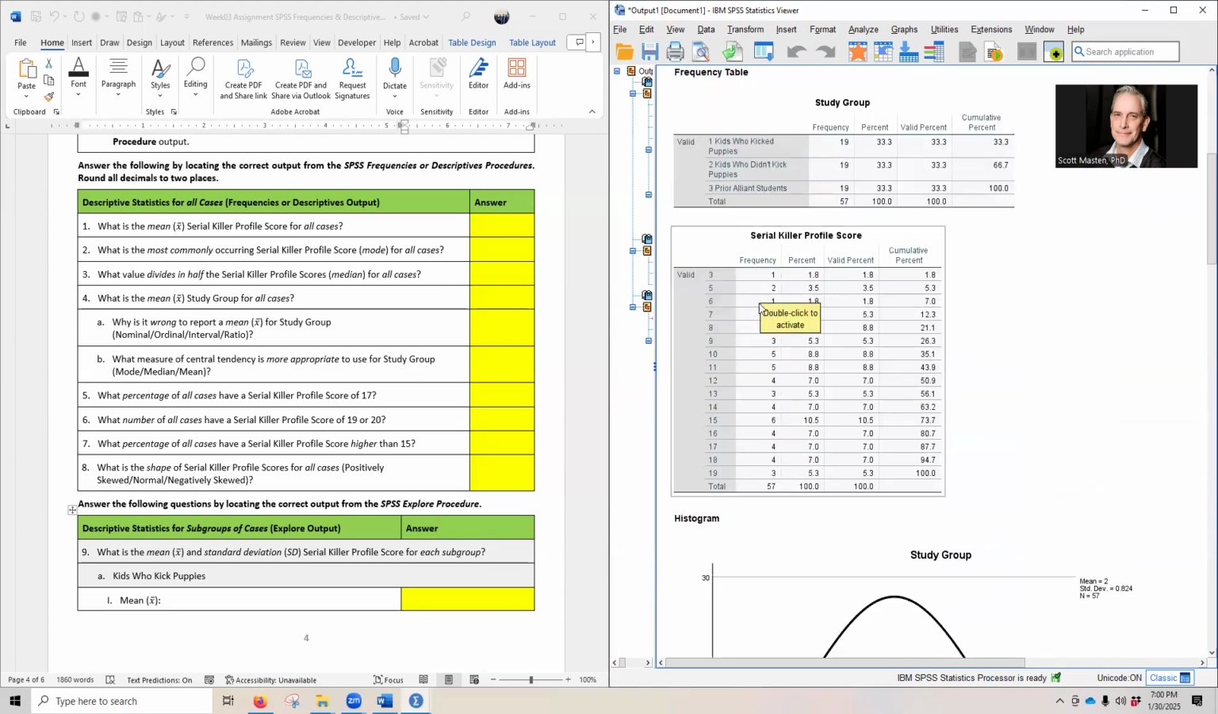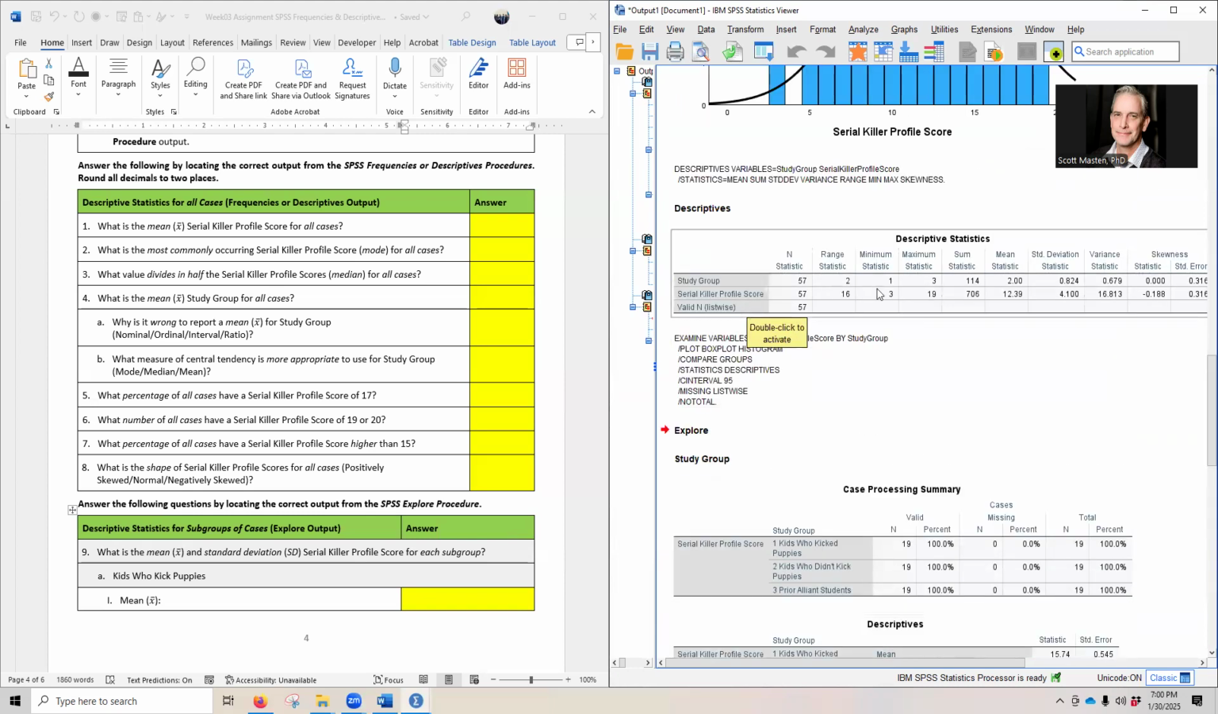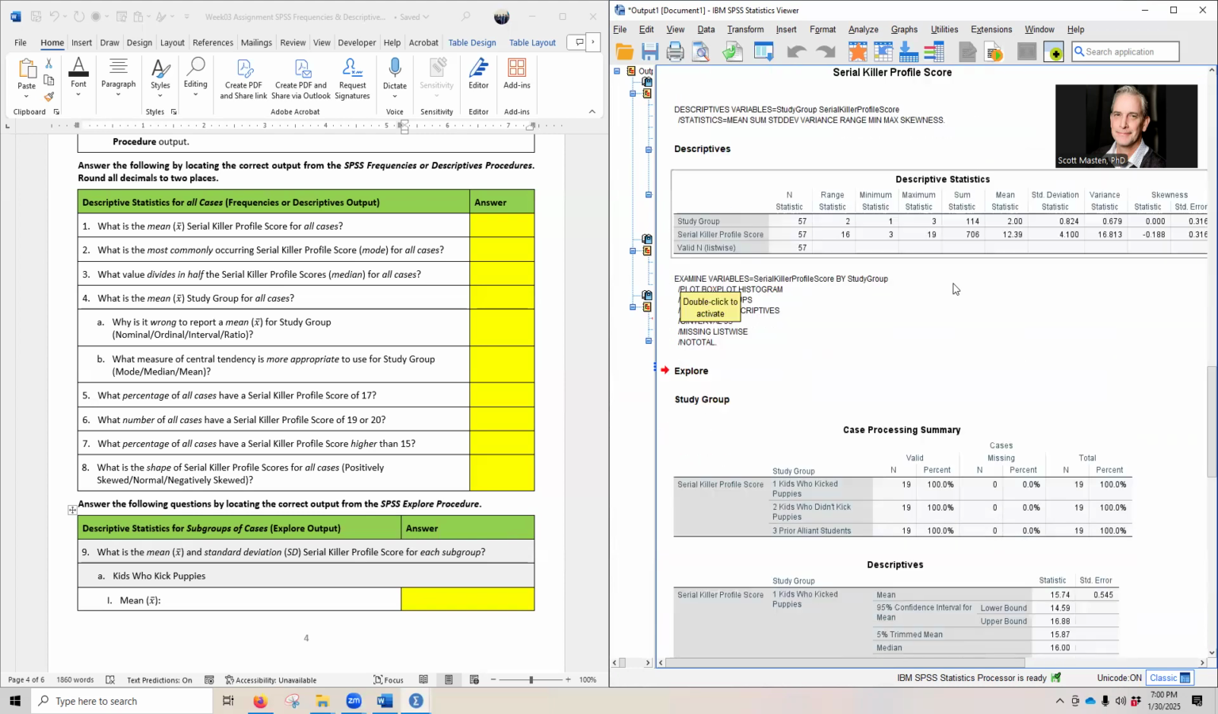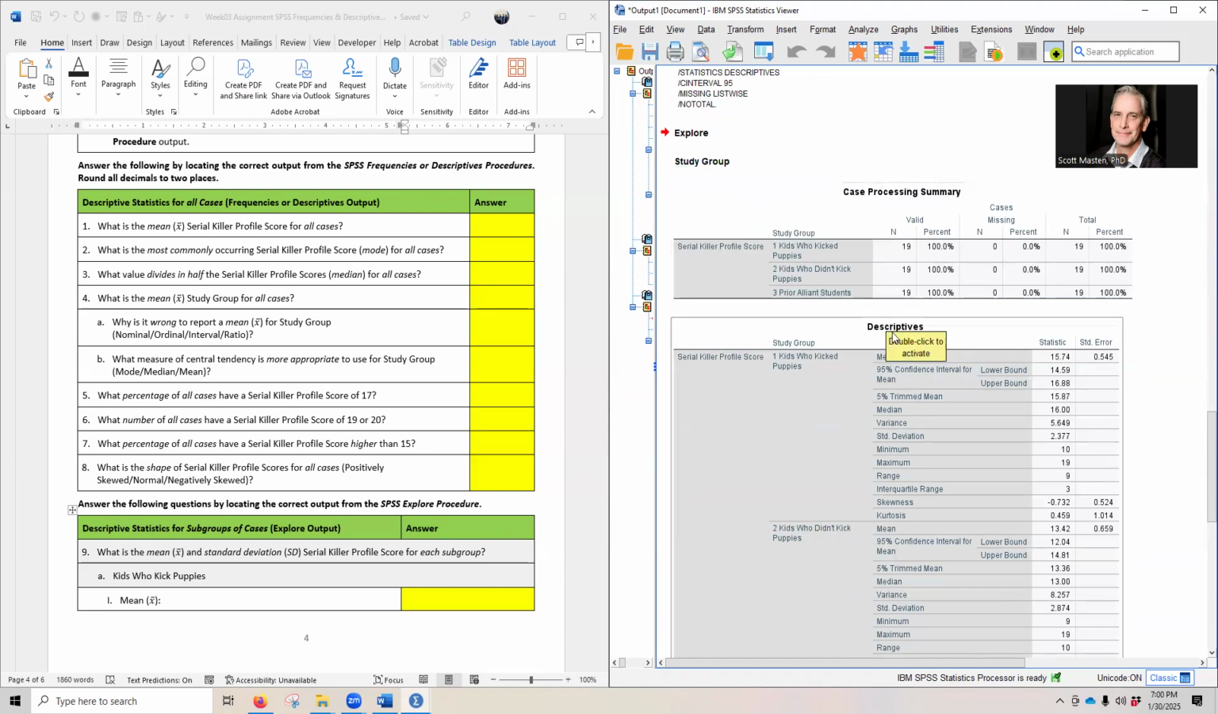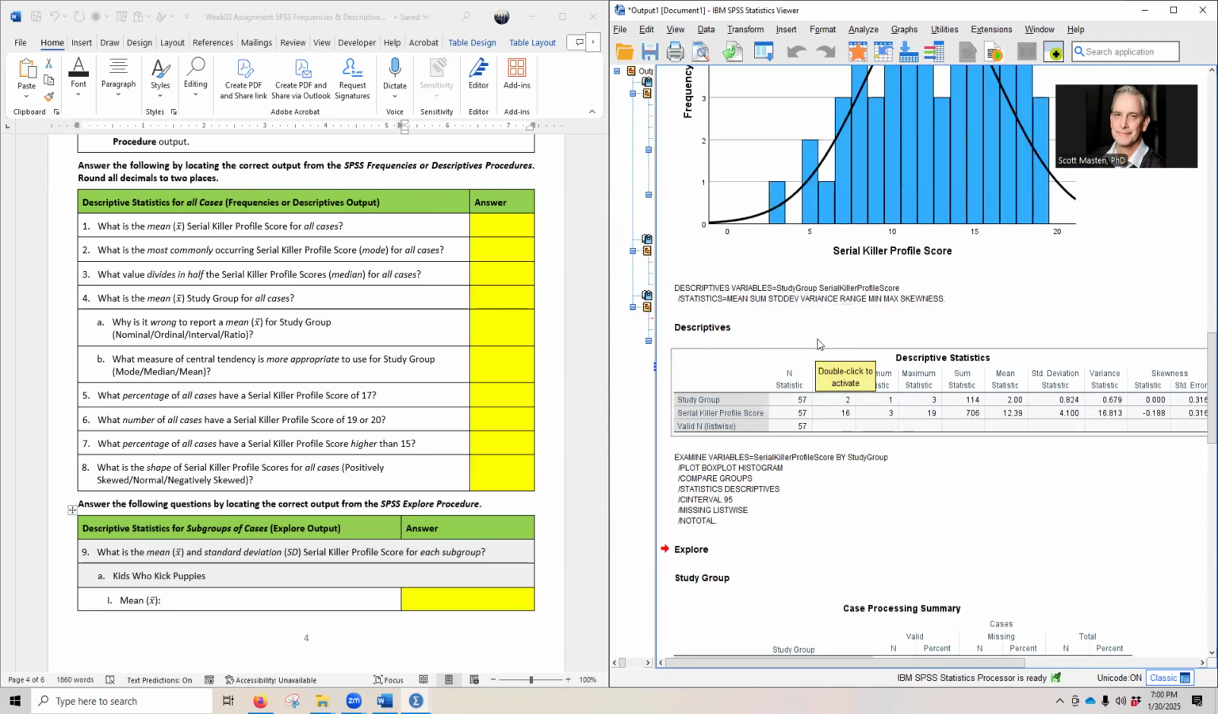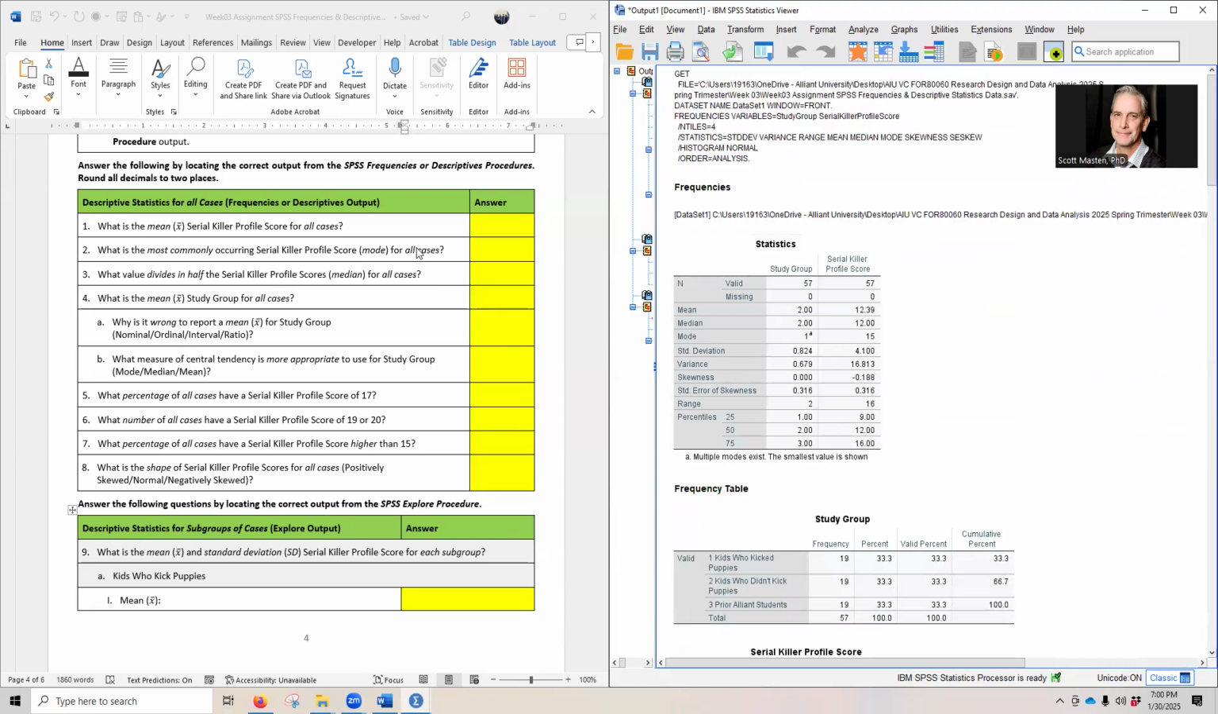Descriptives. Come on. There we go. Here's the descriptives that actually come out of descriptives. How come it's confusing? Because Explorer also calls its table descriptives. So here it puts them all in one row. Up top, it lists them downward. So it doesn't matter, should be the same answer. And we'll verify that real quick.